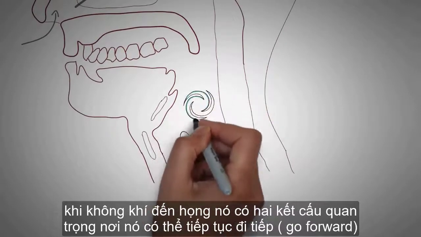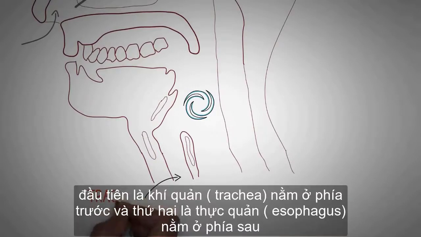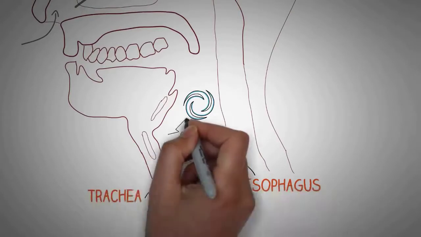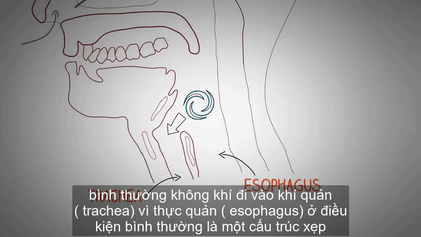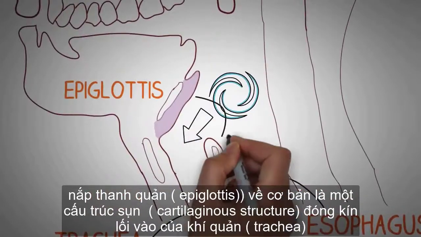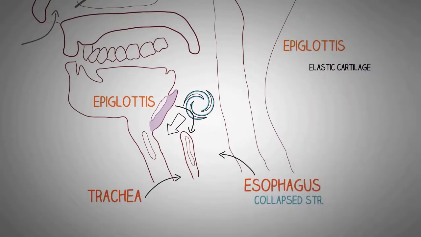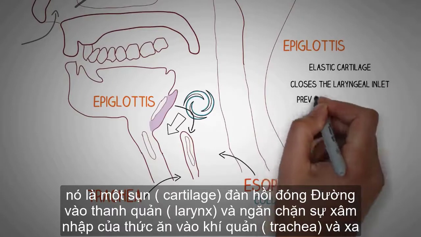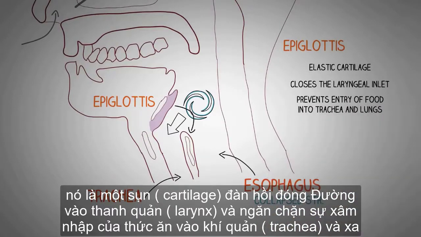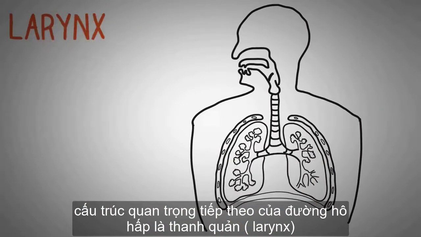When the air reaches the pharynx, it has two important structures where it can go forward. The first is the trachea, which lies in the front, and second is the esophagus, which lies at the back. Normally the air enters into the trachea because the esophagus under normal conditions is a collapsed structure. One important structure to note here is the epiglottis. The epiglottis is basically a cartilaginous structure which closes the entry of the trachea and prevents the entry of food. It is an elastic cartilage which closes the laryngeal inlet and prevents entry of food into the trachea and further the lungs.